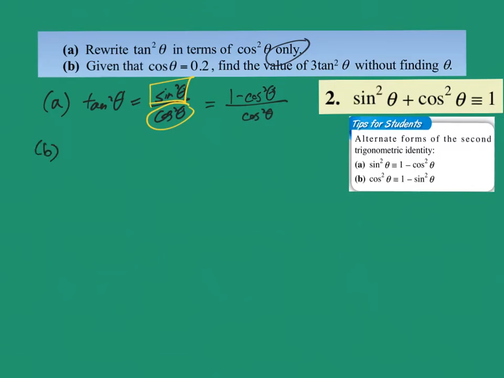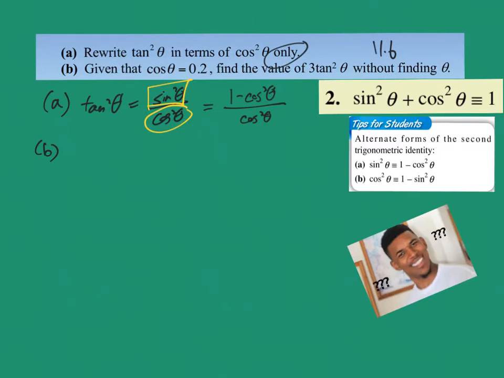Let's go to part B. Given that cosine theta equals 0.2, find the value of 3 tangent square theta without finding theta. Have we done this question type before? Yes, in chapter 11.6, you have done that. But why do we need to do it here again? Because we are going to learn a new method to solve this problem.